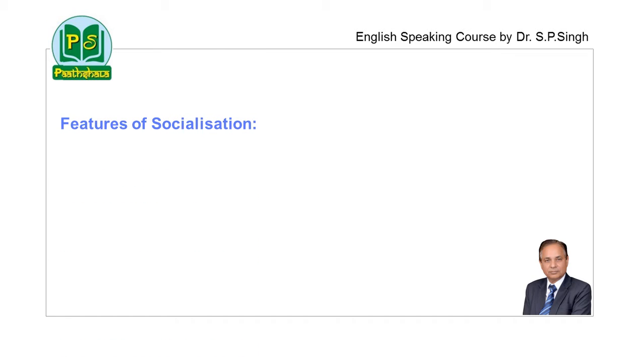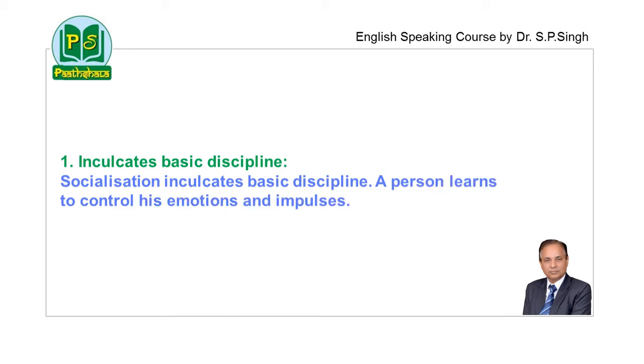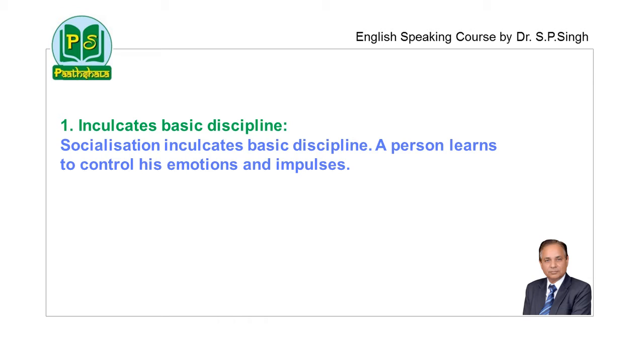Various salient features of socialization have been identified. Socialization not only helps in the maintenance and preservation of social values and norms, but it is the process through which values and norms are transmitted from one generation to another. Socialization inculcates basic discipline. A person learns to control his emotions and impulses. He may exhibit a disciplined behavior to attain social approval.